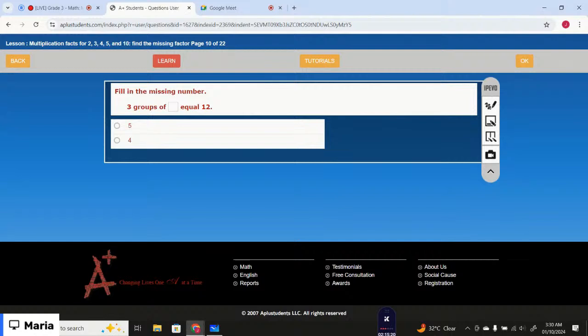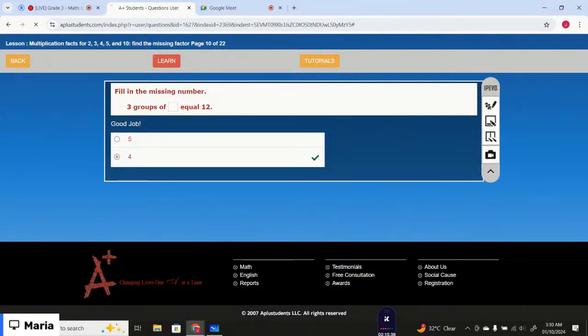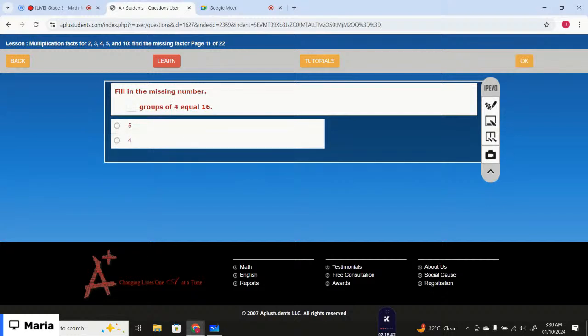Fill in the missing number. 3 groups of missing number equal 12. So which is the correct option? Yes, that is 3 times 4 is 12. So the correct option is 4. Okay, you can complete the lesson by yourself later today. Let me just move on to next lesson.